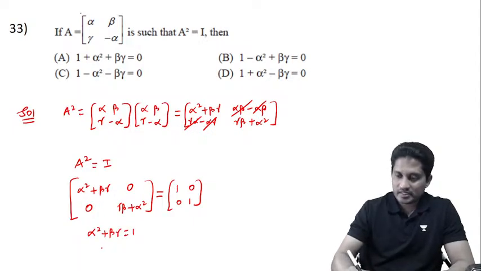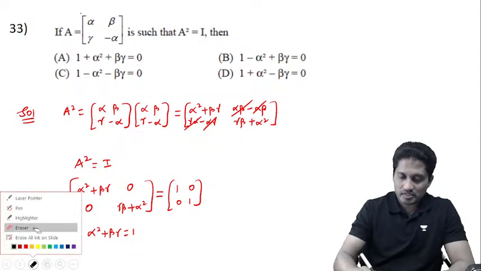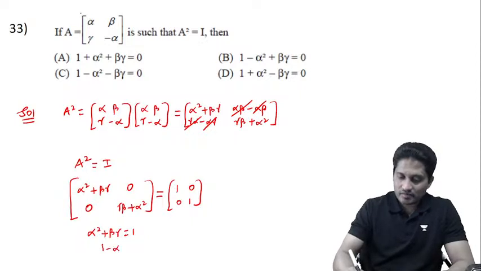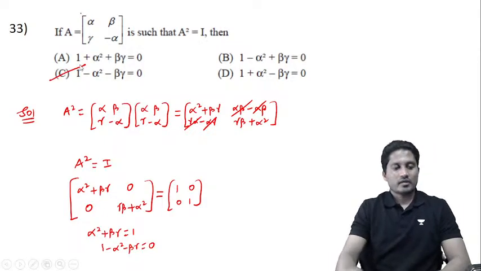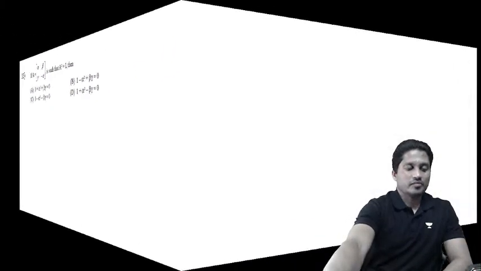Right, so I can write this as 1 minus alpha square minus beta gamma is equal to 0. Right, answer is option C only. That is 1 minus alpha square minus beta gamma is equal to 0. Answer is option C. Right, let's move to the next question.